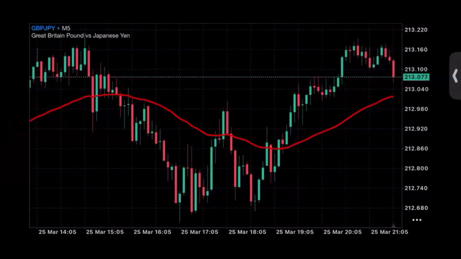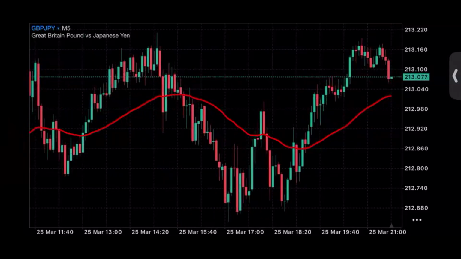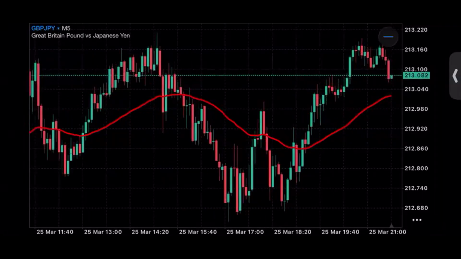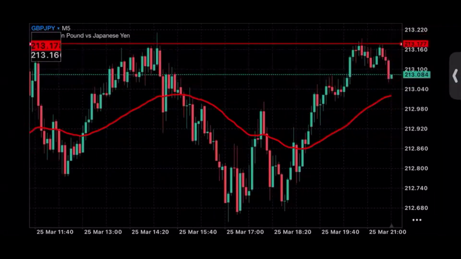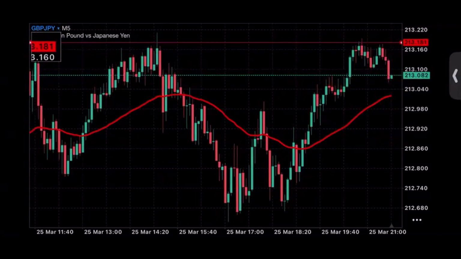GBPJPY is looking good, guys. Looking very good on the 5 minutes time frame. What is this doing? This is an upward trend on the 5 minutes time frame, trying to look for a support level. So what do we do? Like I told you, quickly mark out the highest point. If it's an upward trend, it means for price to continue the upward trend, it has to take out this high. This is the highest point that price got to. It has to take out this high, right, for it to continue.